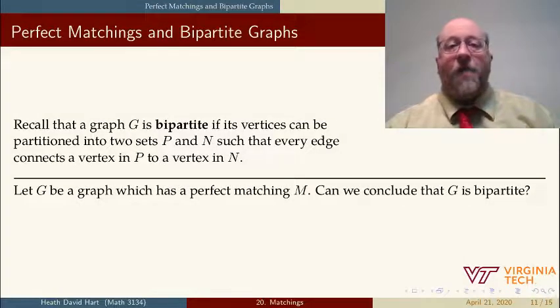Suppose we have a graph that does have a perfect matching. Is that graph automatically bipartite? The answer to that question is also no.